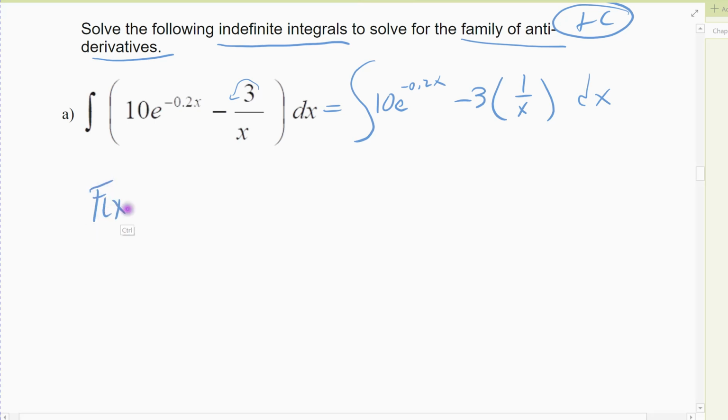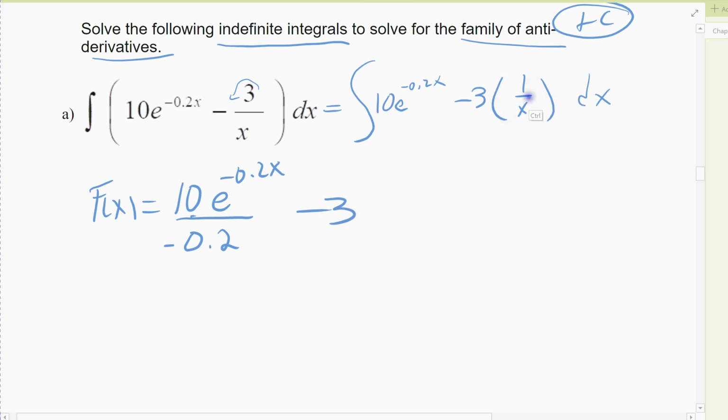Now the family of antiderivatives. Well, the first rule is the exponential, which is itself, 10e to the negative 0.2x. But remember, this is the derivative. I want to undo the derivative. Well, when I took the derivative, I would have multiplied by that number, negative 0.2. I want to do the opposite here. I'm going to divide by that number, negative 0.2. Plus, not plus, minus. Alright, then 3 is just a constant. Negative 3 is just going to come along.